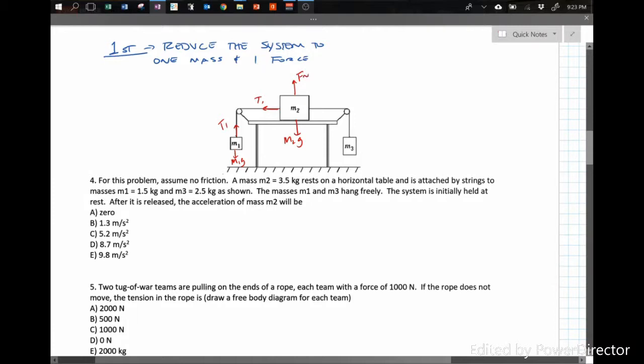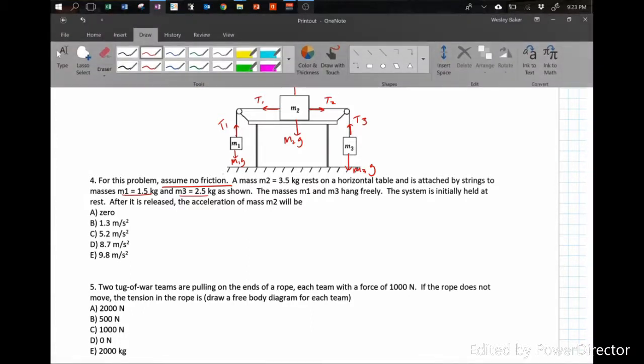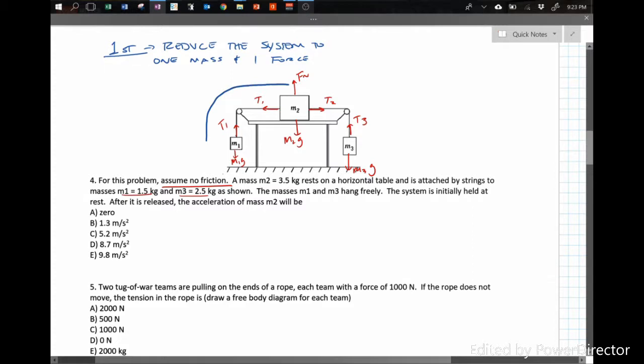M2G is down, the normal force is up. Tension 2, second string, pulls to the right. Tension 3 pulls up, and then M3G pulls down. We're going to have to make a decision here, looking at what's going on. First off, there's no friction, so there's no more forces than that. And looking at it, mass 1 is 1.5 kilograms, mass 3 is 2.5 kilograms. That means once we release this system, it's going to accelerate in this direction.